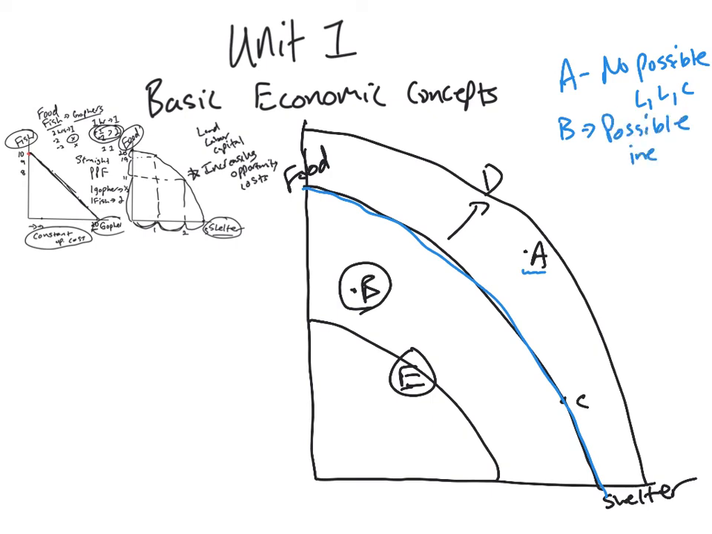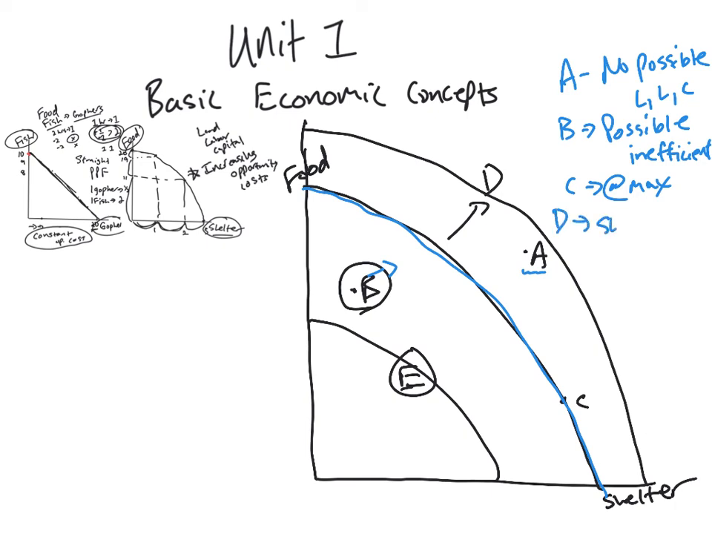Point B, that's possible, but it's inefficient. Why is it inefficient? Because we're not utilizing all the land, labor, and capital that we have. We could produce more if we were to choose to produce more. C, that's at the maximum. Any point along the line is at a maximum.